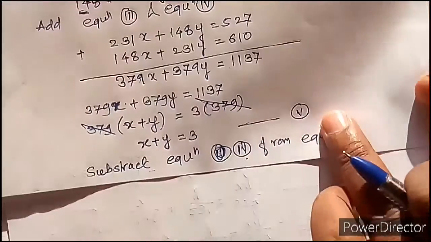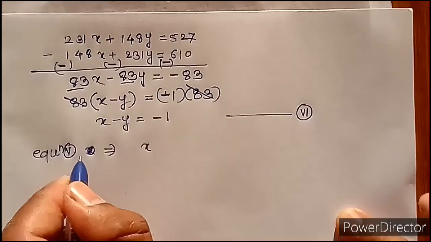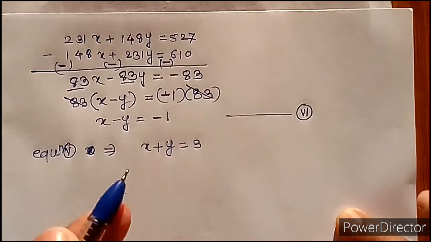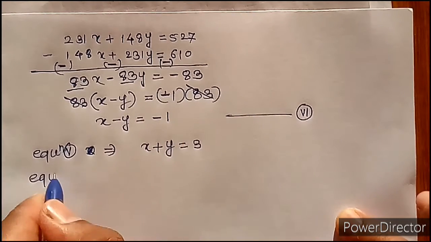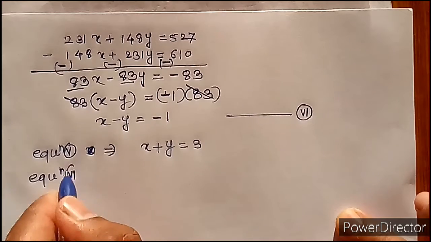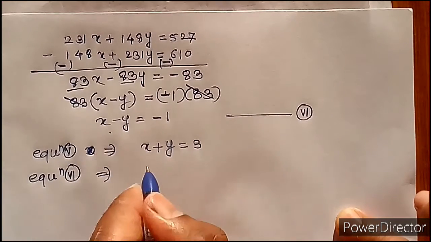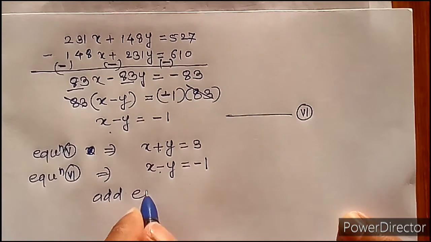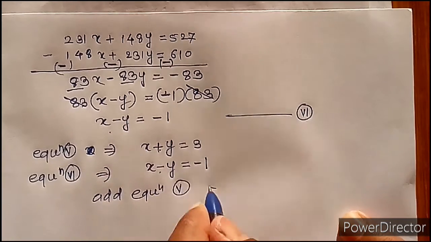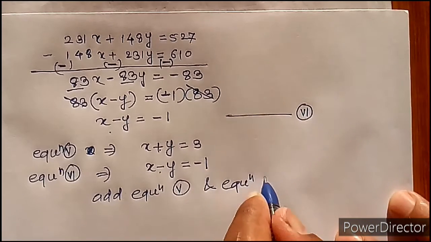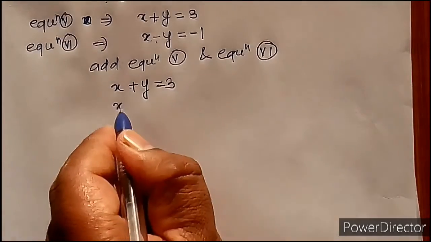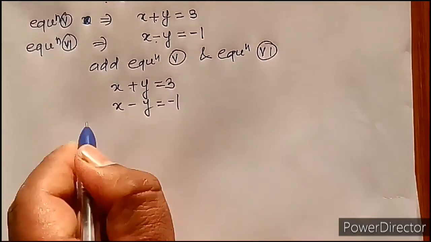This is equation number 5 and equation number 6. Write down equation 5, which we got earlier: x plus y equals 3, and equation 6, that is this equation: x minus y equals minus 1. Add equation 5 and equation 6.